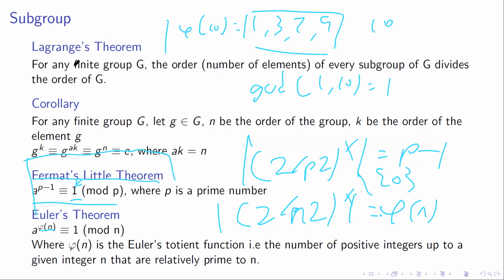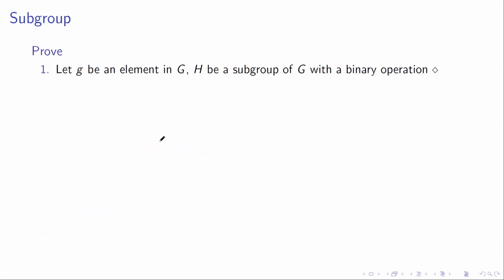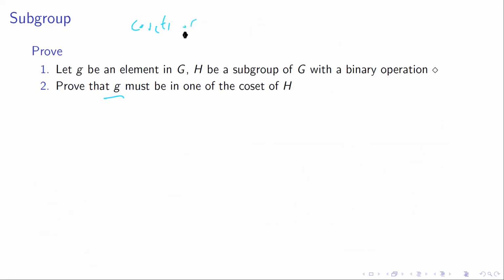But the problem is, how can we prove this Lagrange theorem? So here's the proof. Let G be a group and H be a subgroup with a binary operation. This is basically just the introduction. Remember about the coset. Now we prove Lagrange theorem using cosets. Why do we prove it using cosets? Because the cosets of H consist of g0H, g1H, g2H, and so on, and every one of these has the same size.